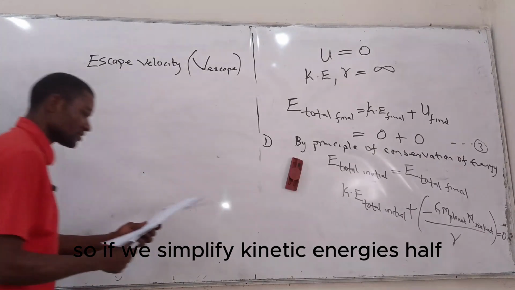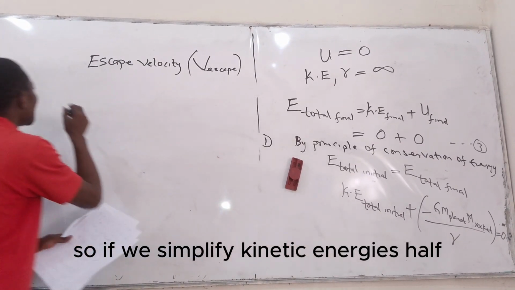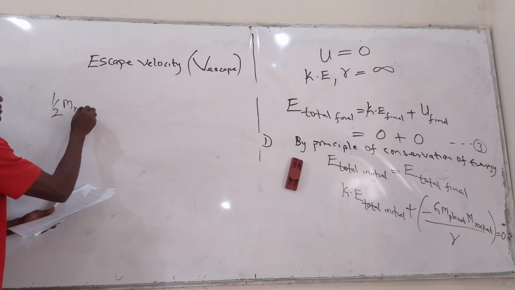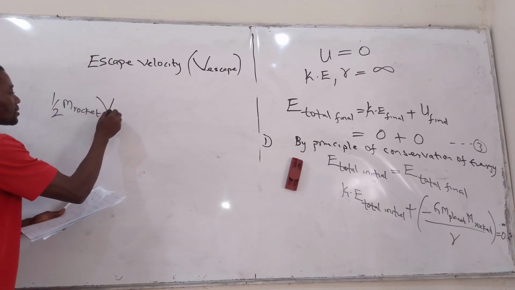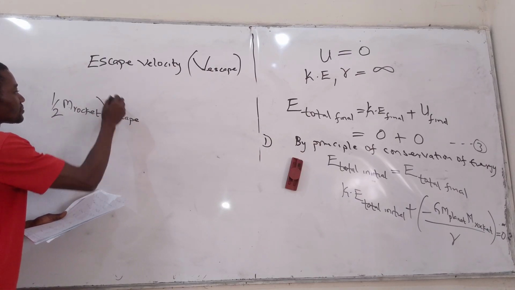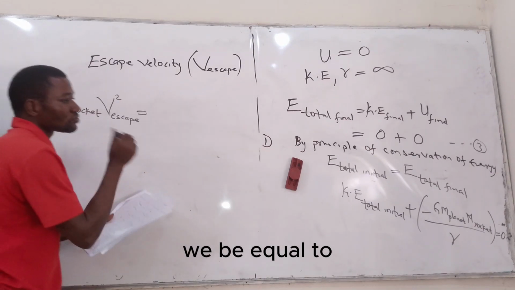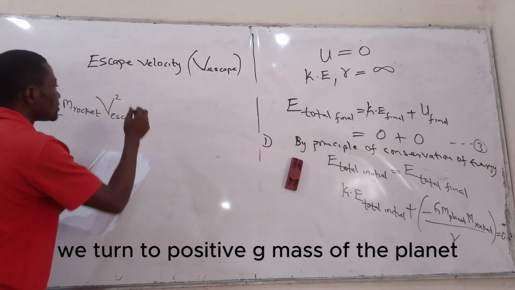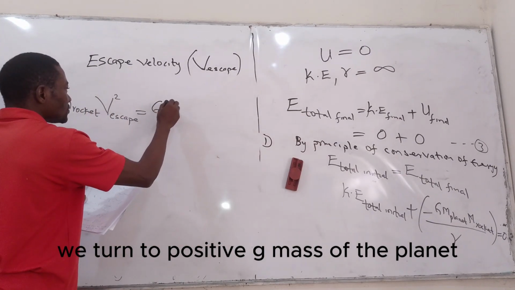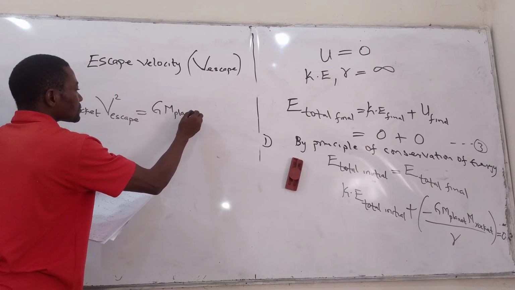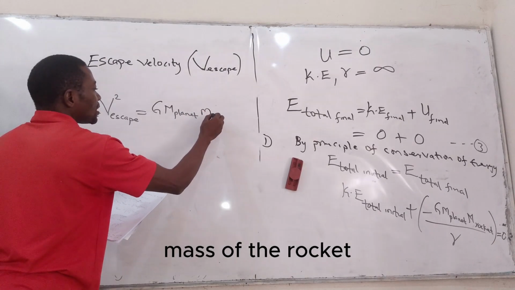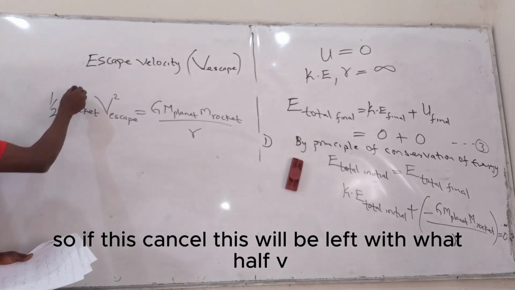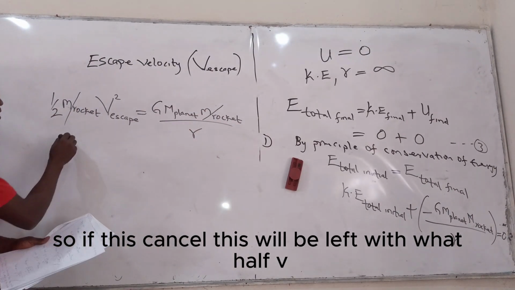So if we simplify, kinetic energy is half mass of the rocket velocity squared, which will be equal to, as we cross this to the equality sign, this negative turns to positive, G mass of the planet mass of the rocket over R. So if this cancels this, we'll be left with what?